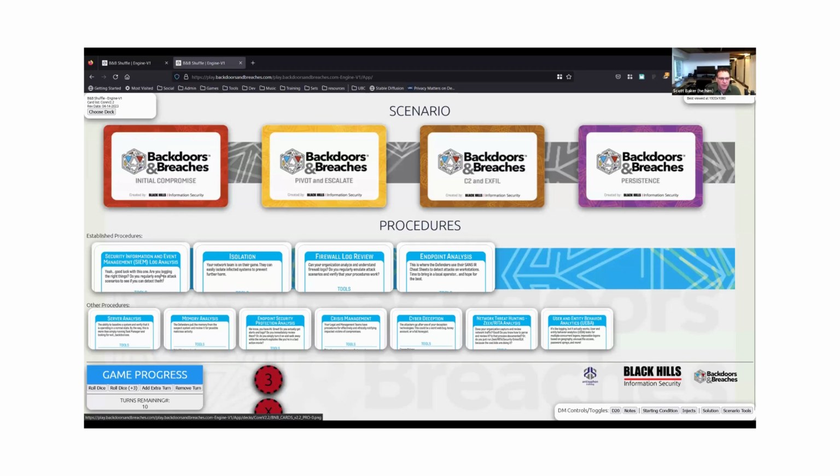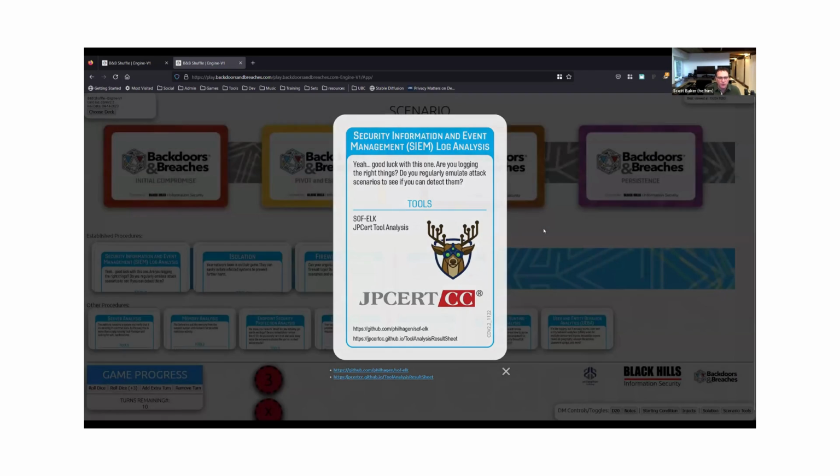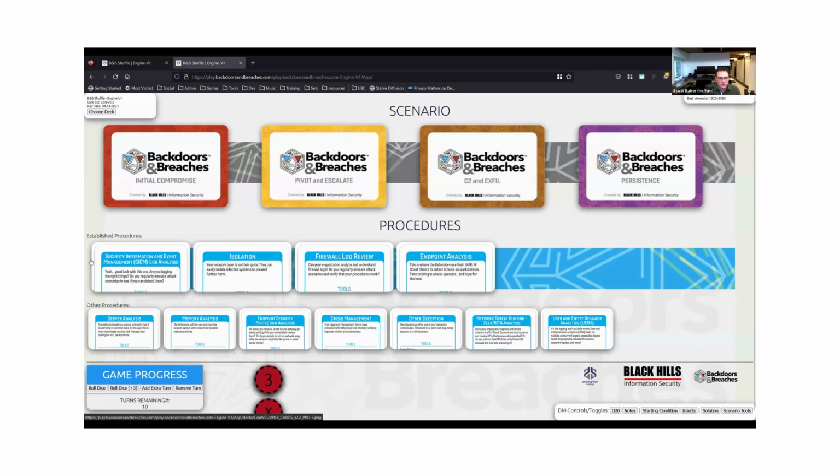And at any point during the game, we can open it up and it'll say what this is. So this is Security Information and Event Management, a SIEM log analysis. And that means a procedure for looking through logs in a security management system and trying to find something in there that gives you an idea of what might have gone wrong. That's a particular procedure. A lot of security groups do this on a regular basis. There's a bunch of other procedures. Any of these procedures, you have a higher chance of being successful.